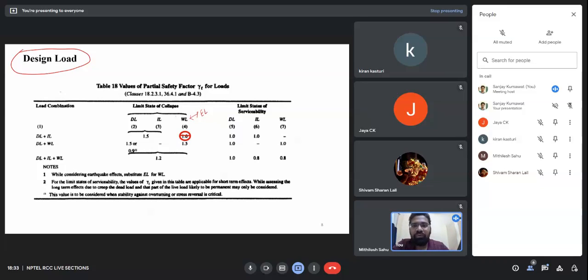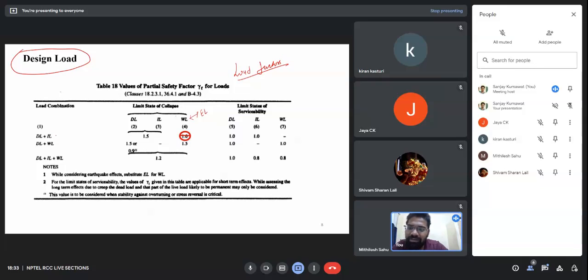So in IS 456 2000 table 18, we have the various load factors. So what are load factors? Load factors are nothing but the partial factor of safety which we multiply with the characteristic load to get the design load. Okay, so we use the load combinations in this manner.